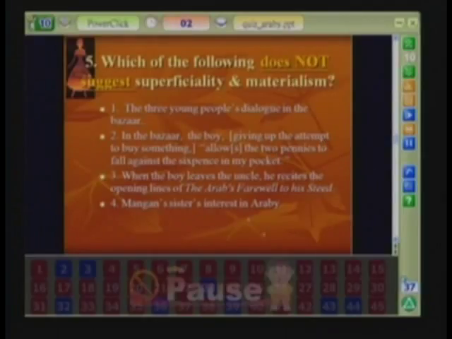Yeah, let's take a look at the answer. Which one did you choose? Let me see. Number three. The uncle is completely incommunicative. He's drunk. And he reads from the Irish farewell to his Steve because he associates Araby to Arab. But there are no connections. At least not for this boy. There's no connection between the two. So the lack of communication and understanding on the uncle's part, you know, is a sign of superficiality.